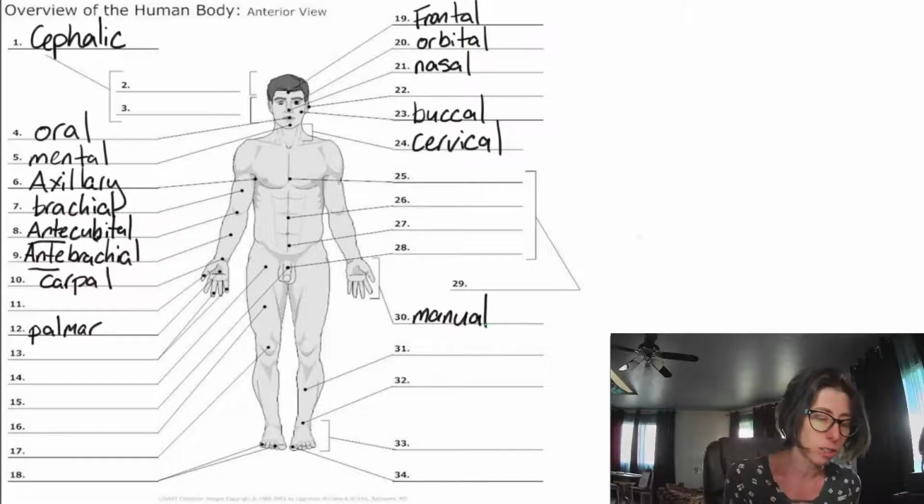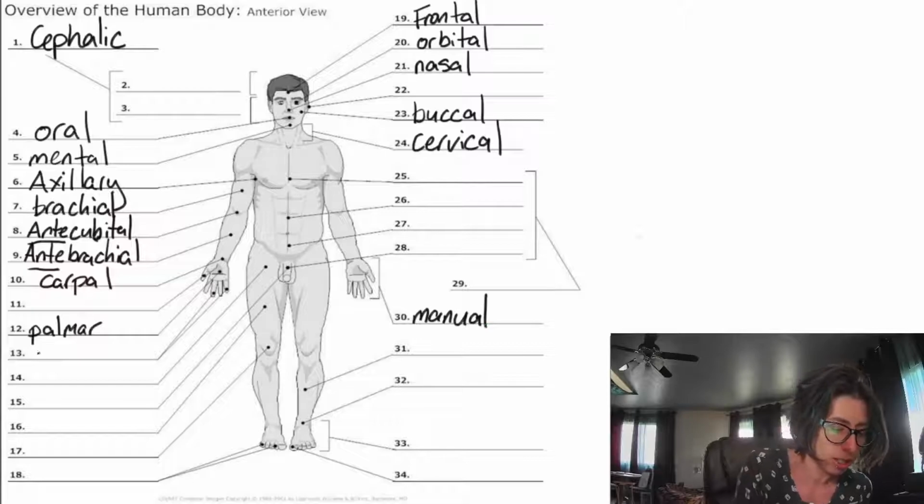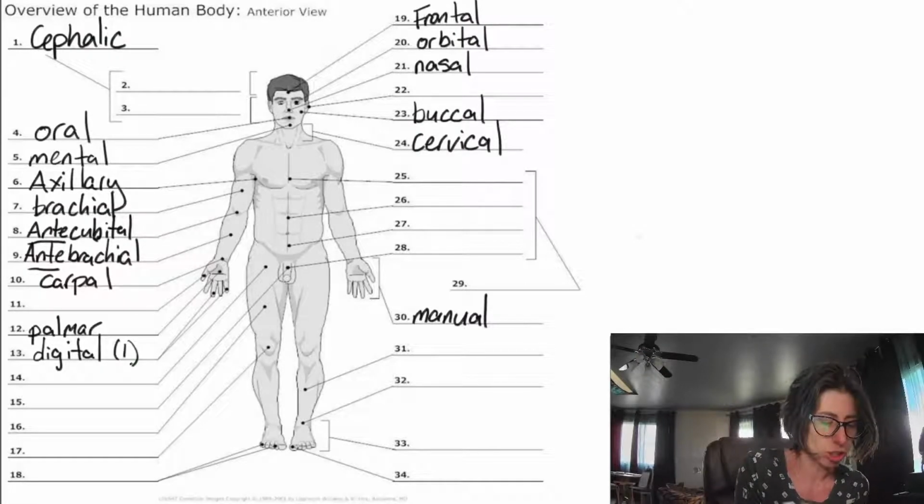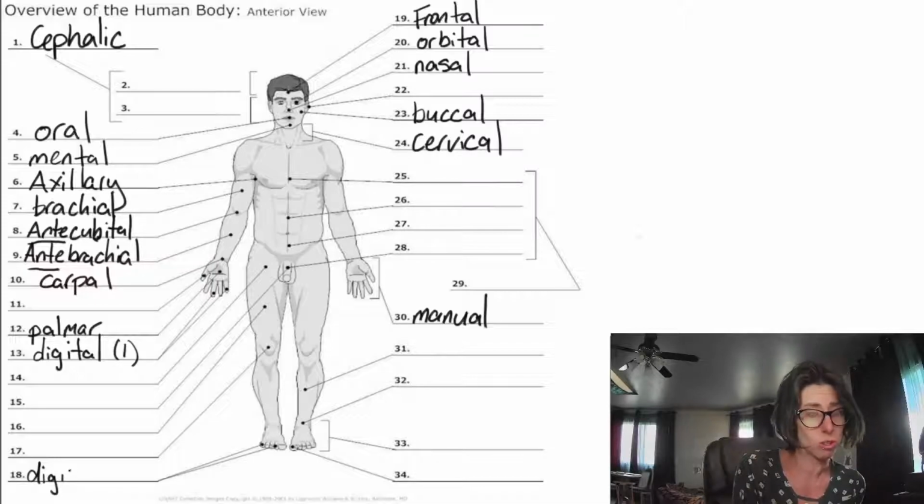Digits. Digits are on the hands, and they're also on the feet. That's also easy to remember. So the digital region, there's digital 1, and also digital 2 for the toes. Toes are also digits.